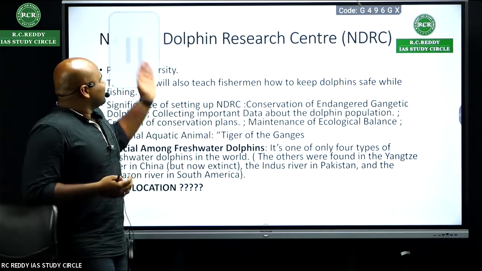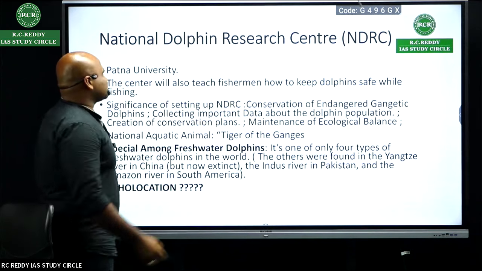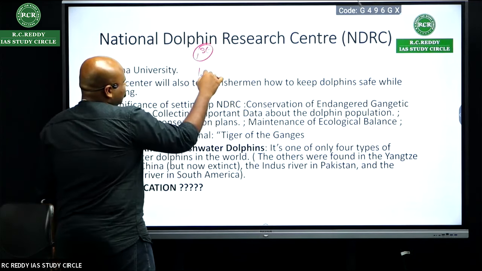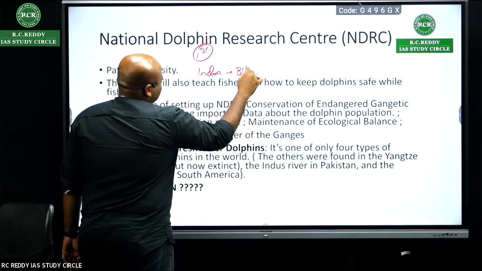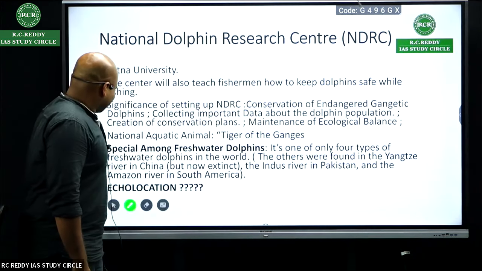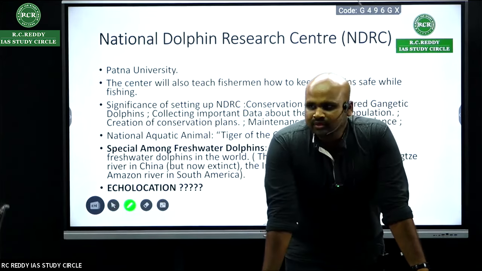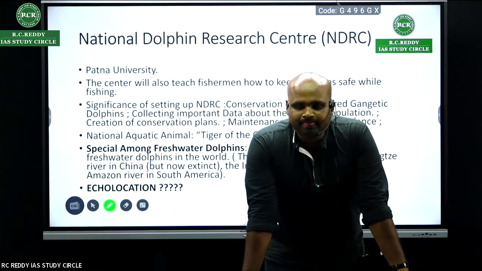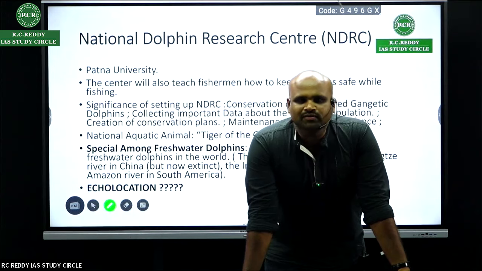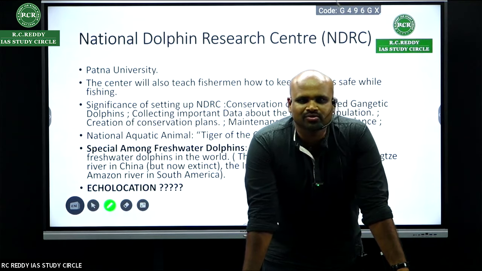National Dolphin Research Centre, NDRC. Now, when I talk about the National Dolphin Research Centre, this was the first National Dolphin Research Centre in India. Where is it established? In Bihar. Right? There also dolphins will be studied. What is the status of the dolphin? Endangered. Is it an endemic species to India? It's not endemic, right? Do dolphins live only in fresh water? Yes or no. Are they omnivores, herbivores, carnivores? Omnivores, remember.